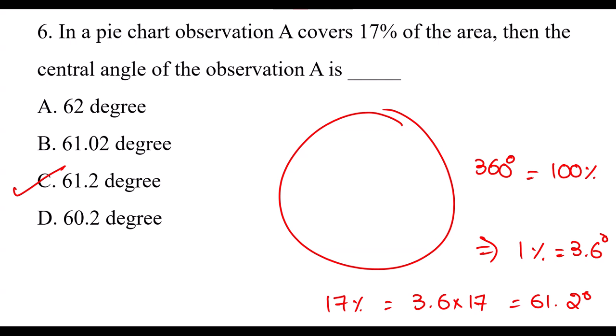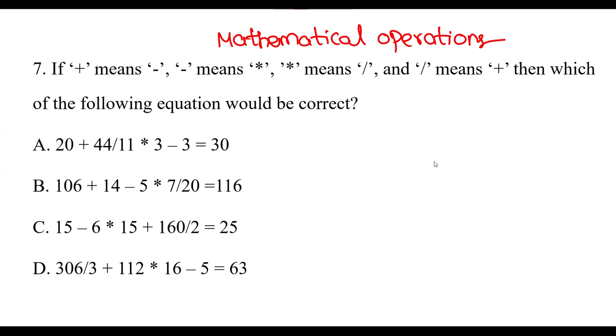In a pie chart, 360 degrees is the full cycle, total area, or in terms of percentage, 100%. This is a question just linked with percentage to angle. After doing the change, whatever they suggested in the question, then solving that, which of the options are correct?